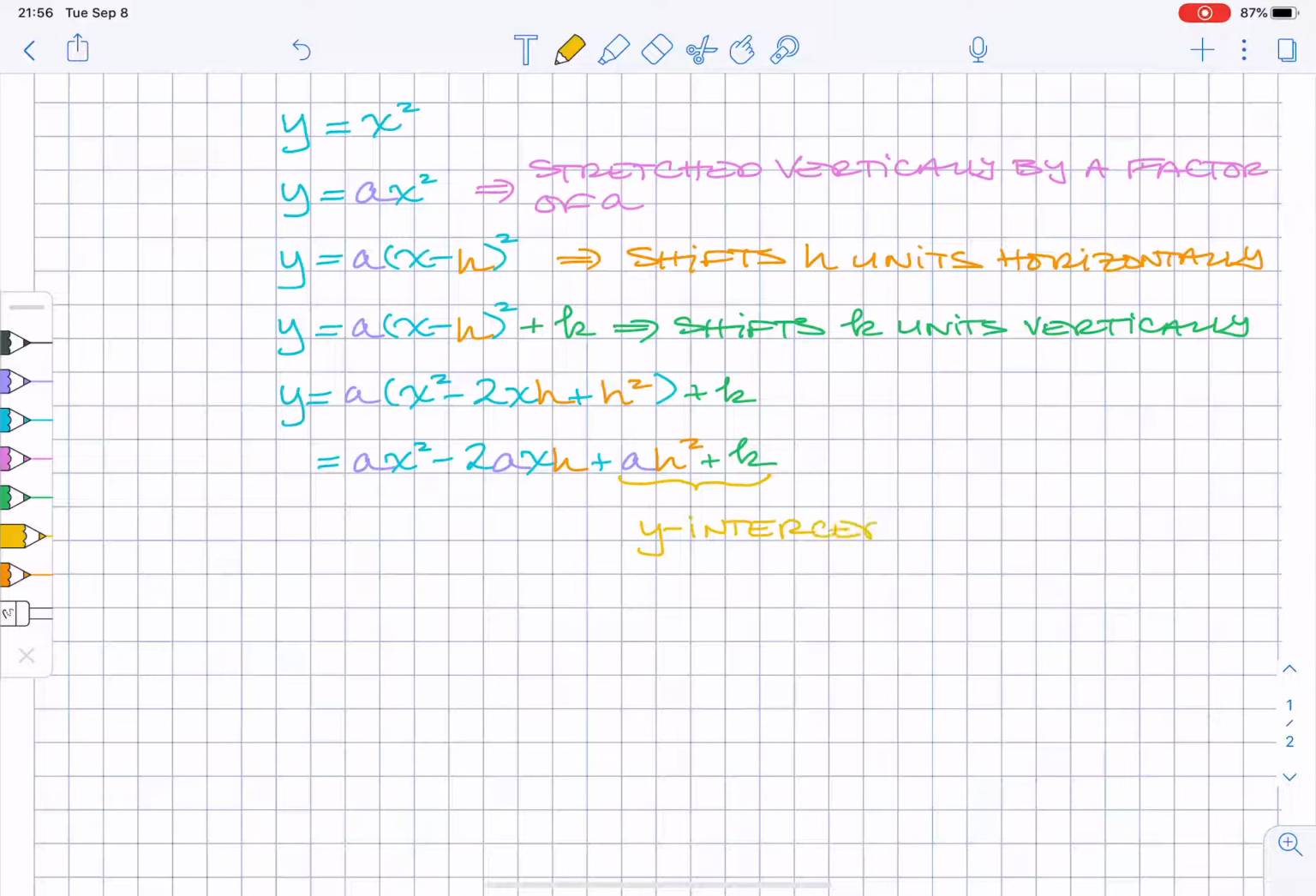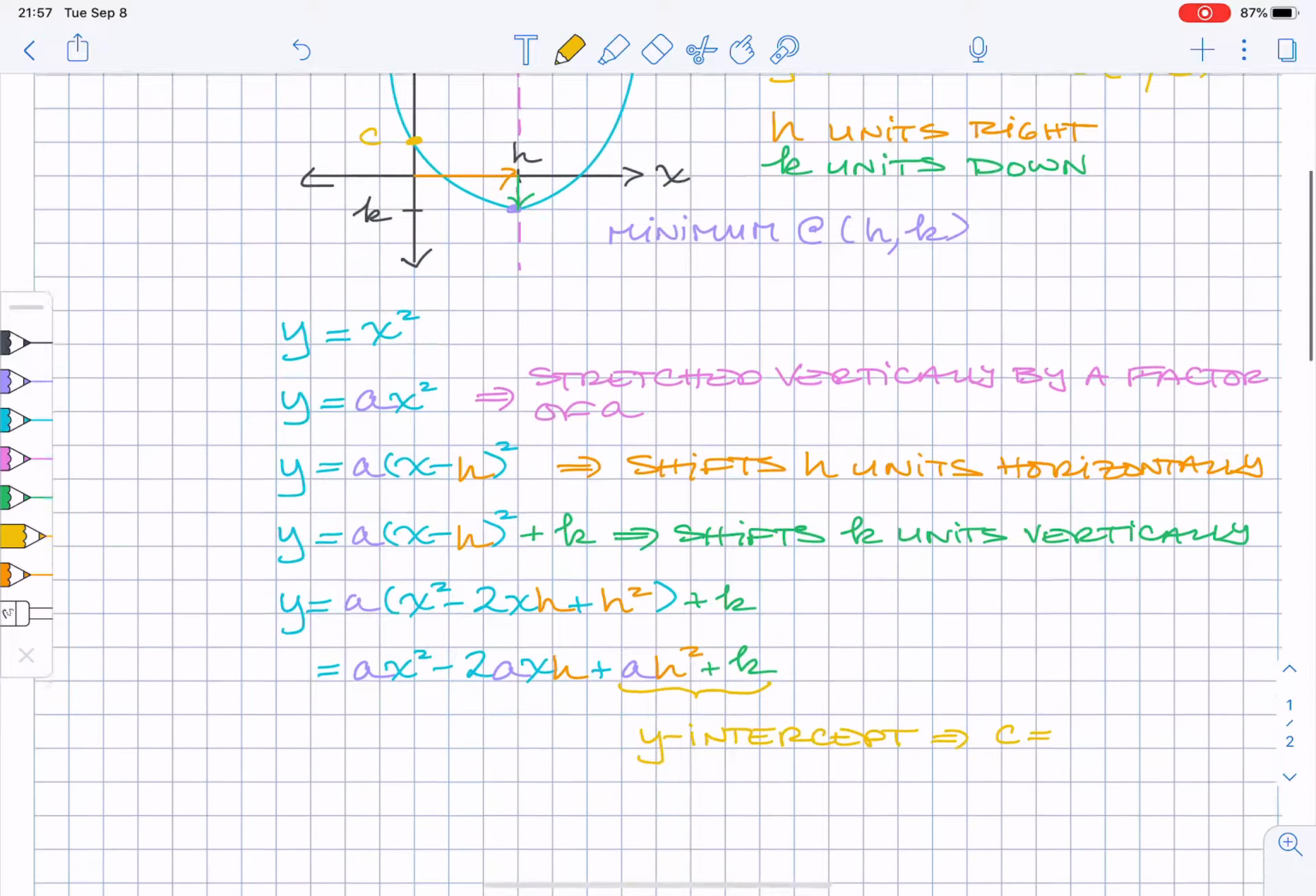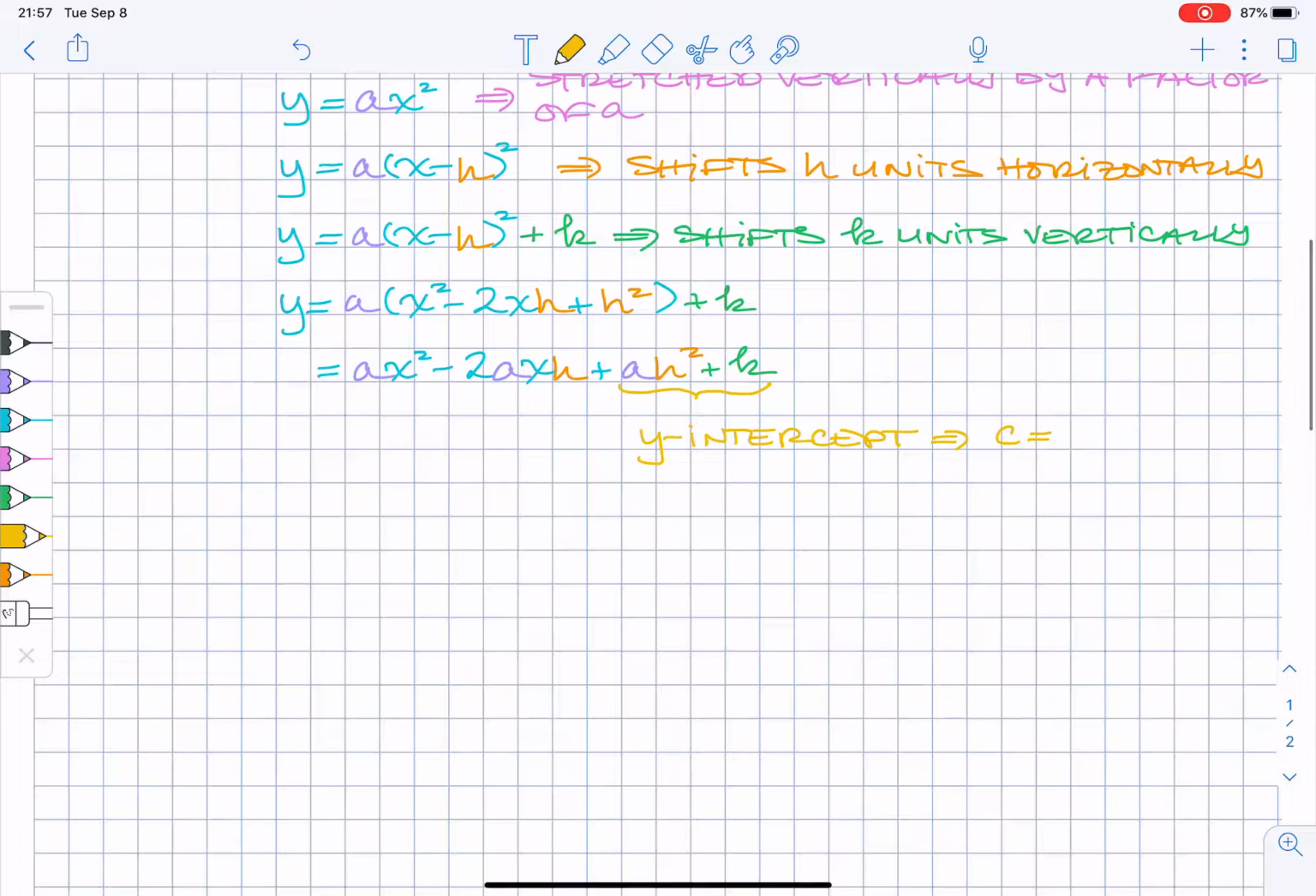So therefore my y-intercept, when x is 0, right? The other two terms go to 0. Implies that my y-intercept c, as pictured up here, is going to be ah squared plus k. Okay. Hopefully you're able to see this.